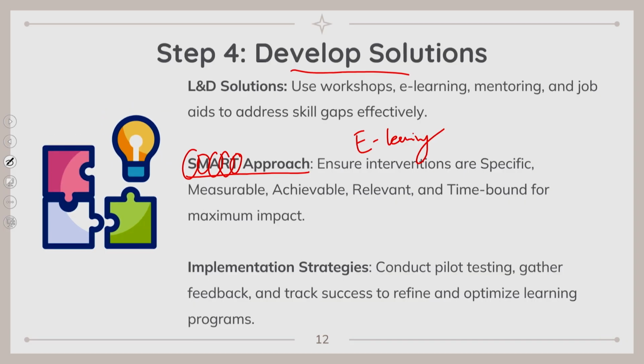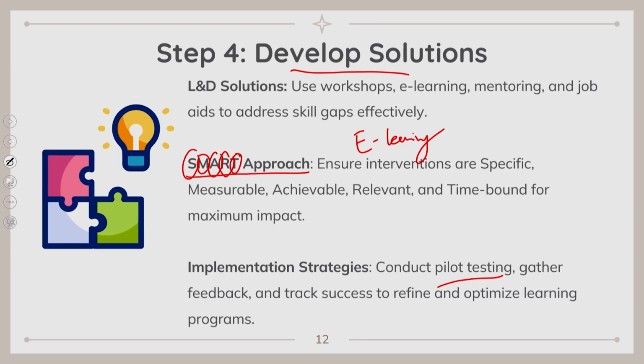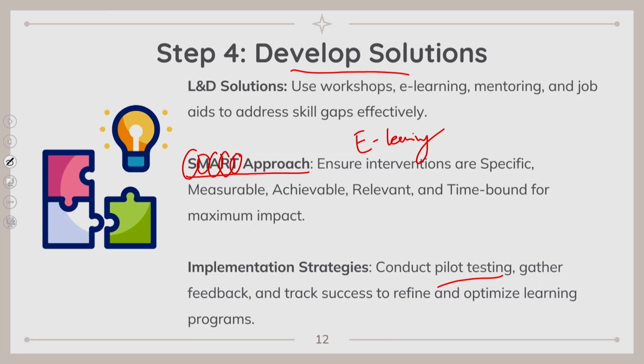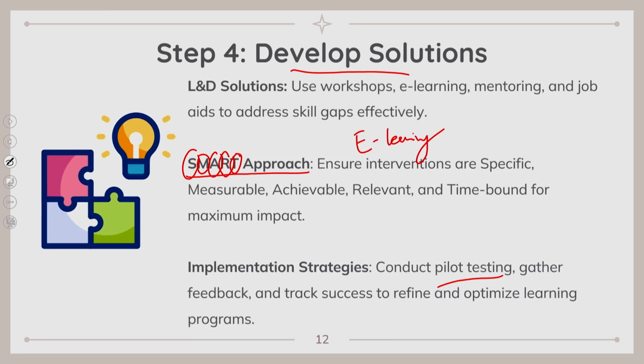And finally, implementation considerations. You might have a pilot testing before full scale rollout. Test the solution with a small group to identify the potential issues that can come up. Feedback loops can be there, which can be continuously gathered. Evaluation metrics define success indicators upfront to measure the effectiveness of the intervention. So all these aspects cover the solution aspect of L&D, learning and development.